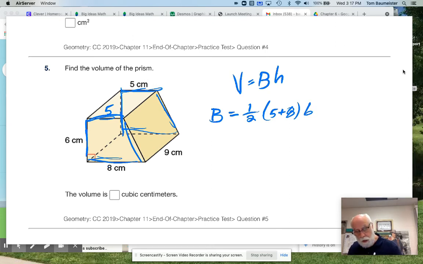All right? You work that out, you'll get 39. So then our volume is the area of the base, which is 39, times the height. This time now the height there is this one here in between the two. So that's going to be 9.